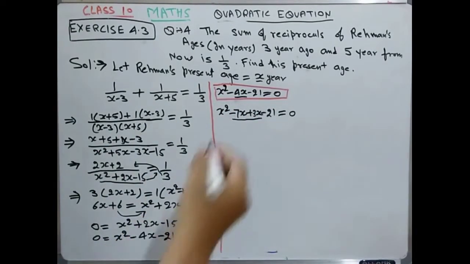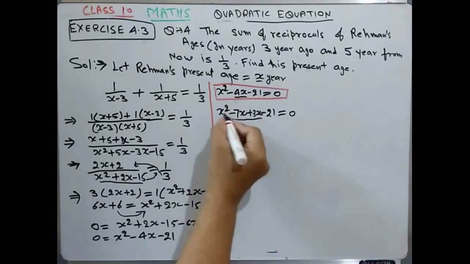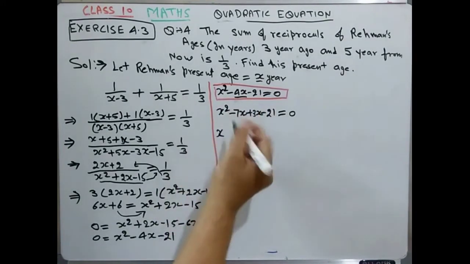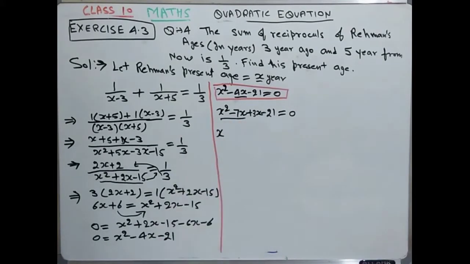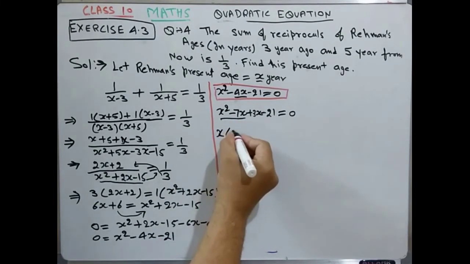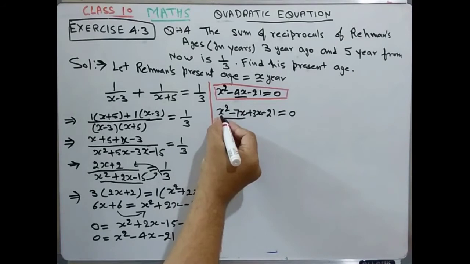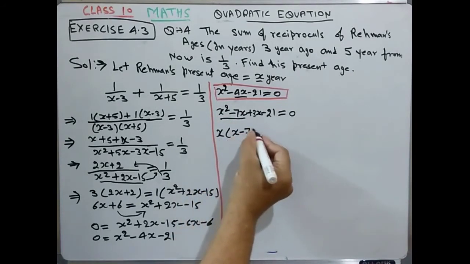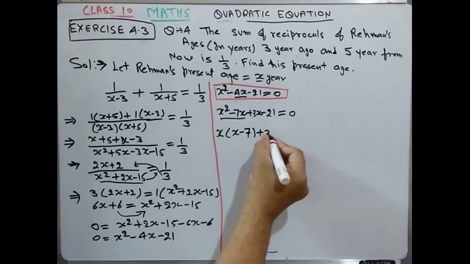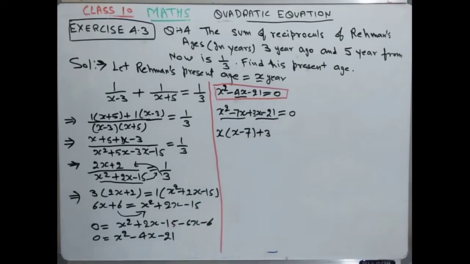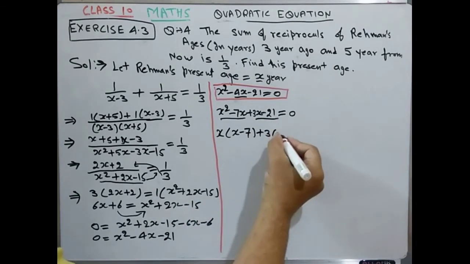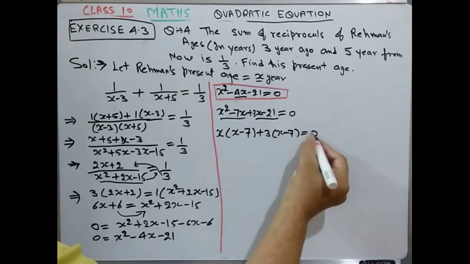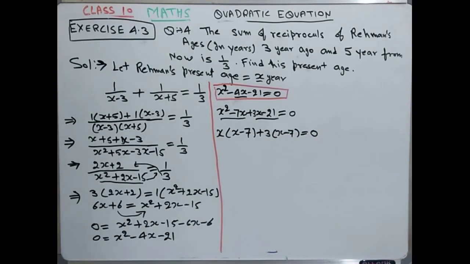Now I will take x common from these two terms. Inside I will be left with x. I have removed x from x square, so it will be x minus 7. Then I will take plus 3 common from these two terms, so I will again be left with x minus 7. This is equal to 0, right?